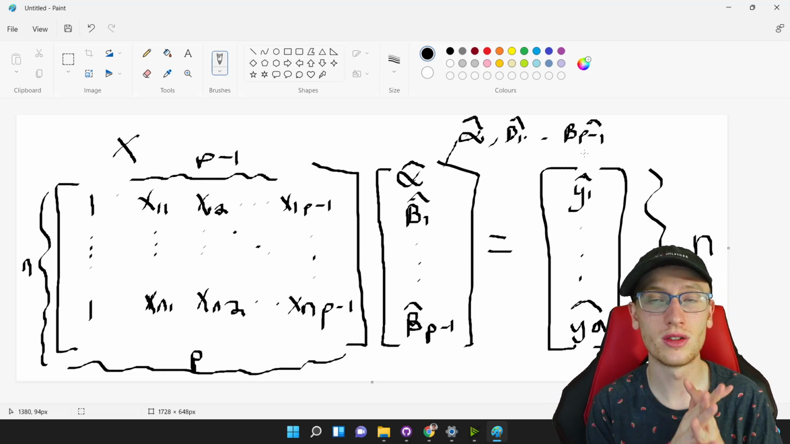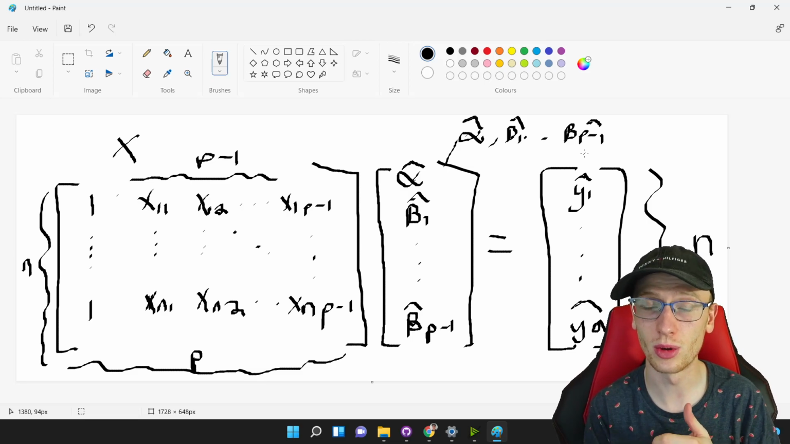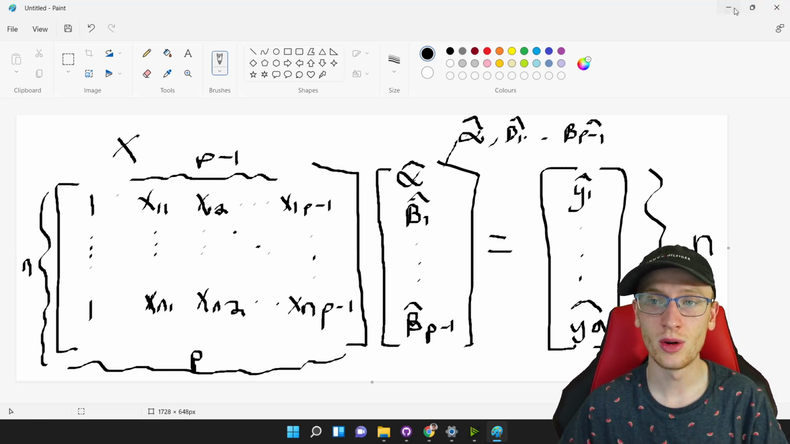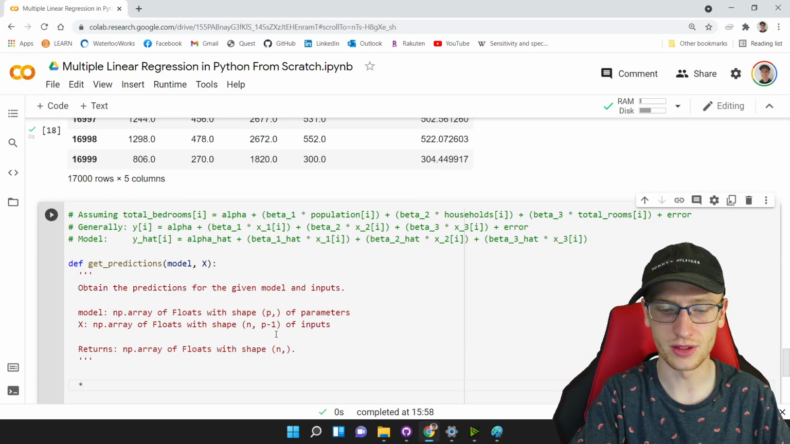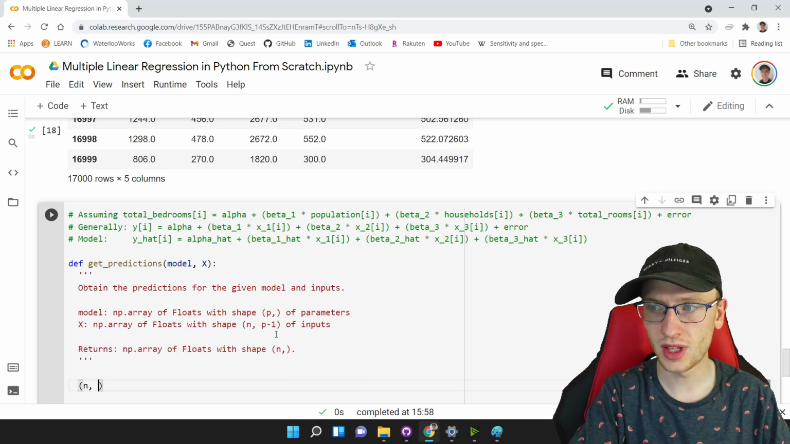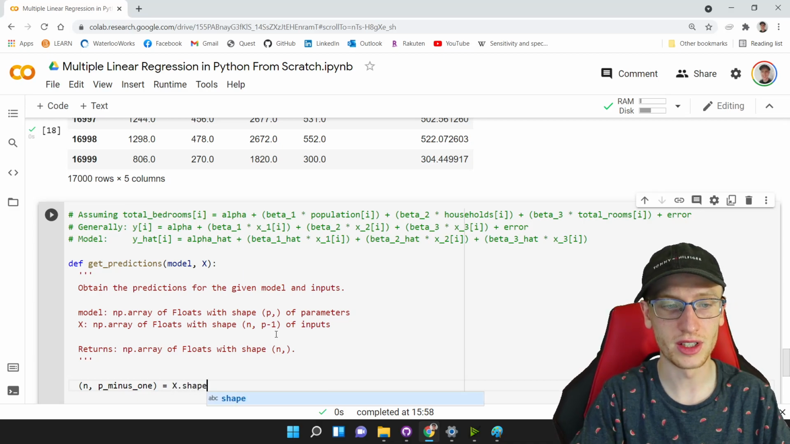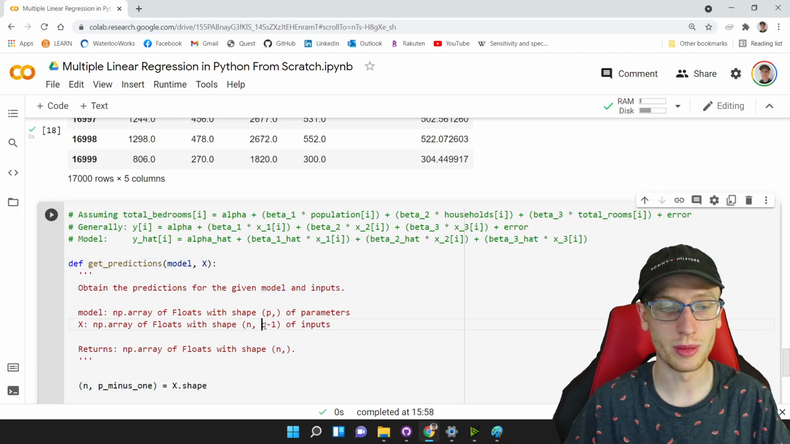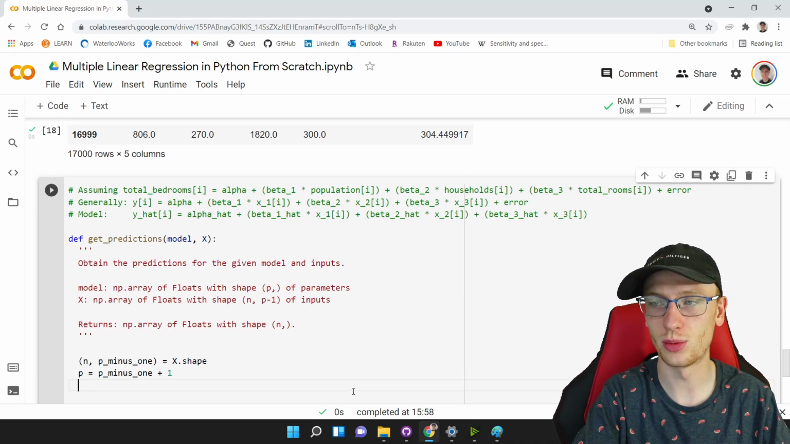If this part didn't make sense, do not worry about it too much. I really don't think it matters too much. It's just a bit of a math lesson I wanted to throw in, so that it could try and make sense. We are going to write this code. So basically, we can get our shape as a tuple. We can get n and p minus 1 equal to x dot shape. Okay, because that's what we said it is. X is n by p minus 1. And then, of course, we can get p, which is simply p minus 1 plus 1. So now we have that as well.